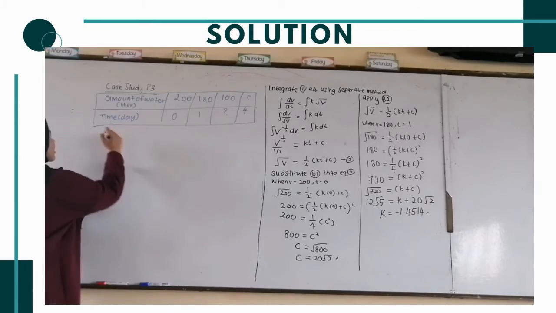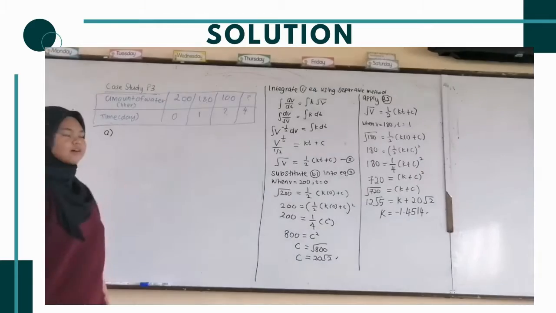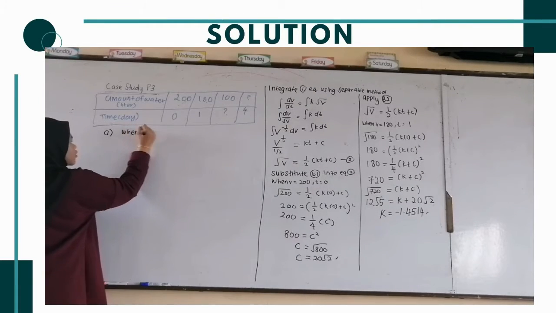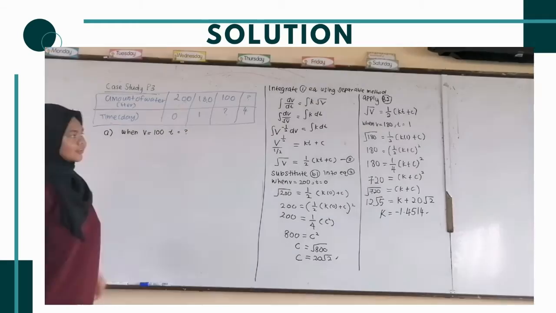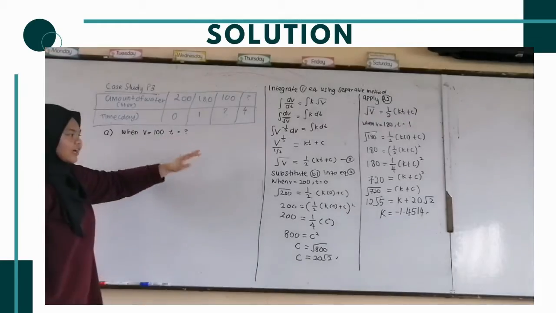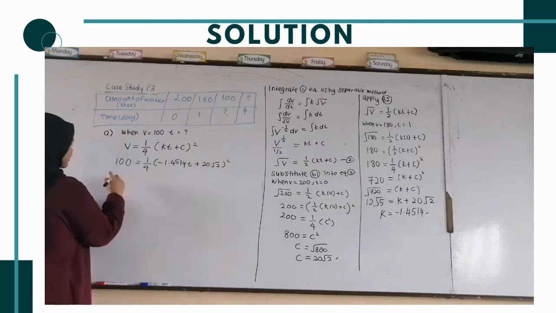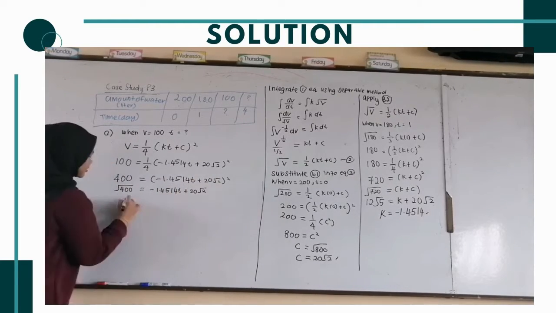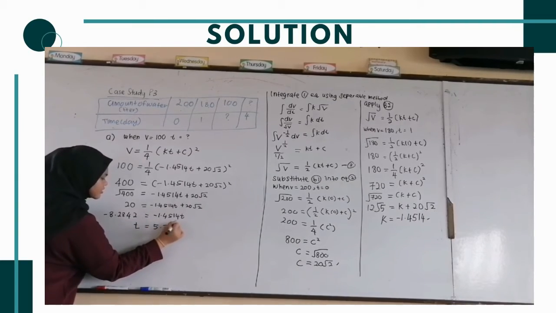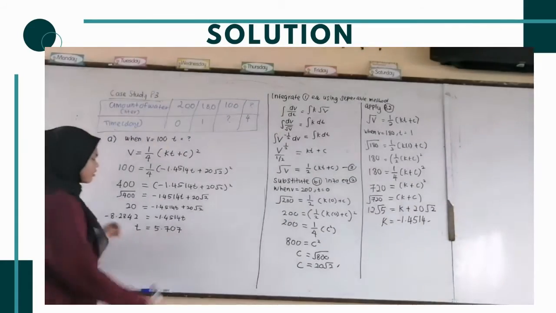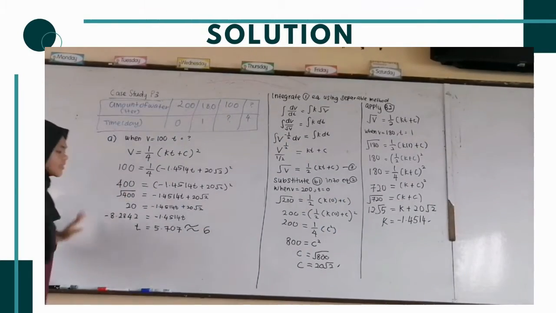Okay, so after we find the value of c and the value of k, we can solve the equation. So the first question is saying, what time will the tank be half? So when V is equal to 100, we need to find t, and t is 5.707. Alright, so when we round it off, it will be 6. So the answer for question A is 6 days.